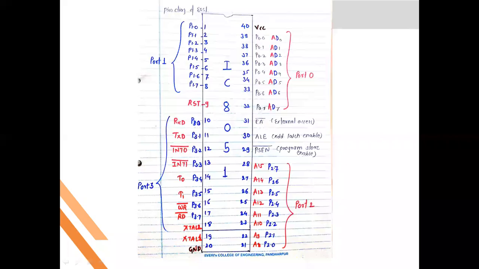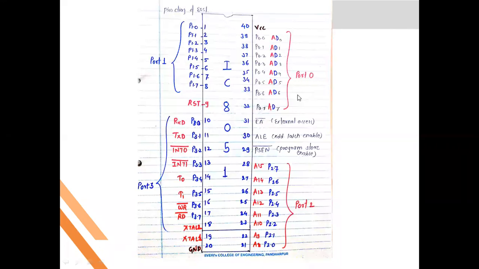So see here, P0.0 means port 0, 0th pin. P0.1 means port 0, first pin. P0.2 means port 0, second pin. P0.3 means port 0, third pin. Again P0.4, P0.5, P0.6, and P0.7. So 0 to 7 means these are the 8 pins for port 0.